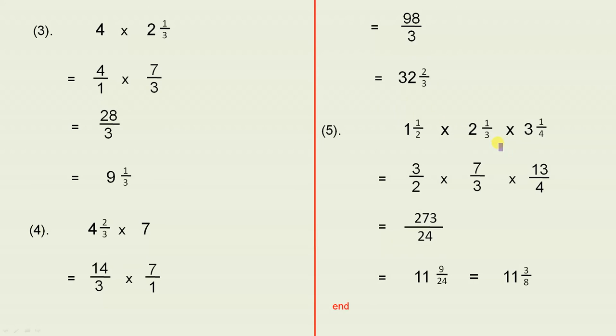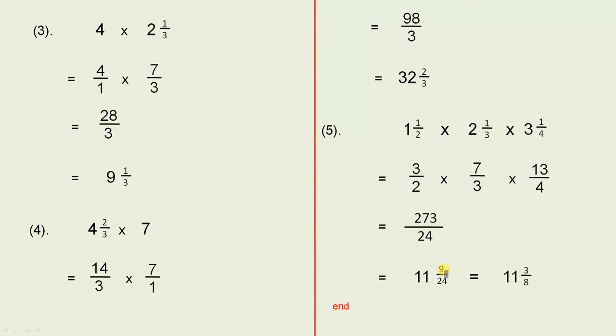And the last example, 1 1/2 by 2 1/3 by 3 1/4. 1 1/2 is 3/2. 2 1/3 is 7/3. And 3 1/4 is 13/4. Multiply 3 times 7 times 13. That gives us 273. And 2 times 3 times 4 is 24. 24 into 273 goes 11 times, and there are 9 left over.